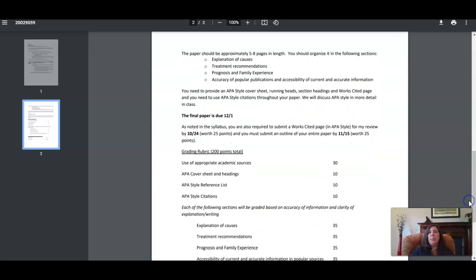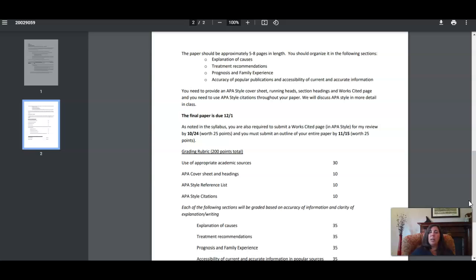Overall, I imagine this paper for most of you is going to be 5 to 8 pages long. And it should be organized in the following sections, and you should be using section headings as I outlined here when I talk about APA style. So you should have a section called causes, a section called treatment, etc. These are each graded with the same weight, so at least the first 3 should all have the same level of attention and length in your paper.